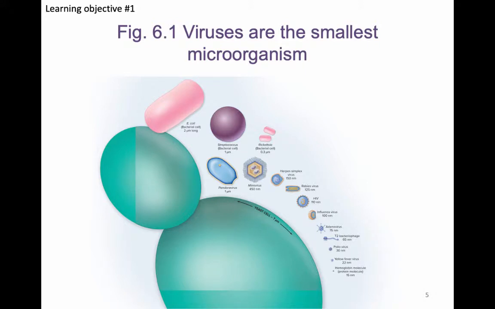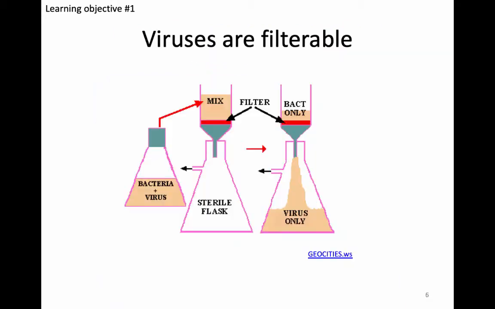With respect to size, viruses are the smallest of all microorganisms. Shown in this figure from your textbook, virus structures are much smaller than bacteria cells, which are in turn much smaller than the fungal yeast cells shown in this figure, and also much smaller than human cells. So overall, the size of a virus is very, very small.